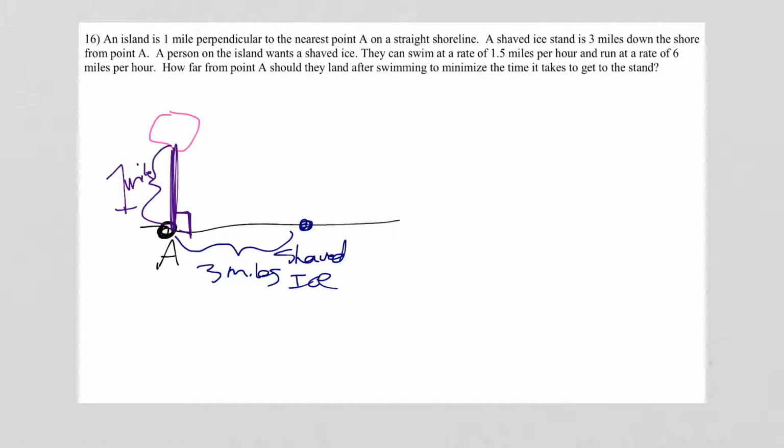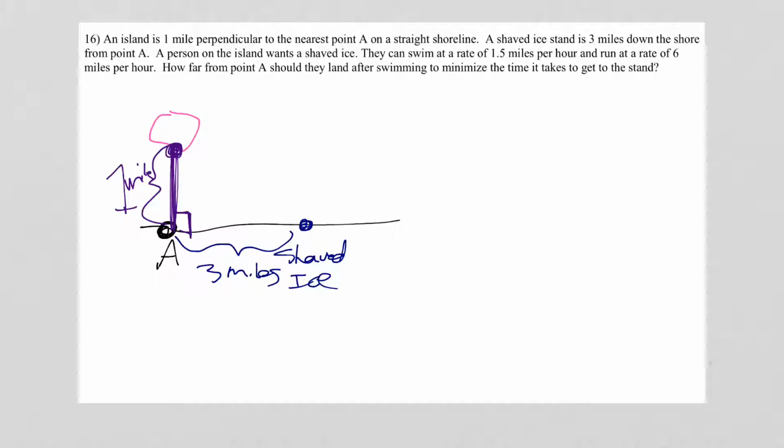And we want to know if a person on this island, let's say that this is our island point right there, they're on the shore of the island. If this person wants shaved ice, they can swim straight to the shaved ice if they want, like if this is all water right there. Or they could land somewhere on the shore, anywhere between A and the shaved ice stand.